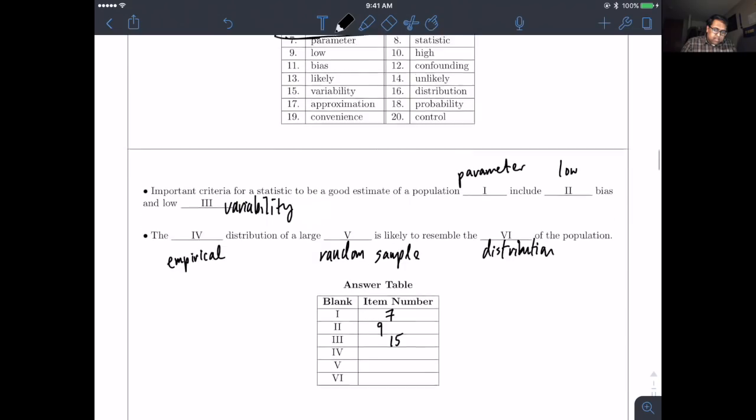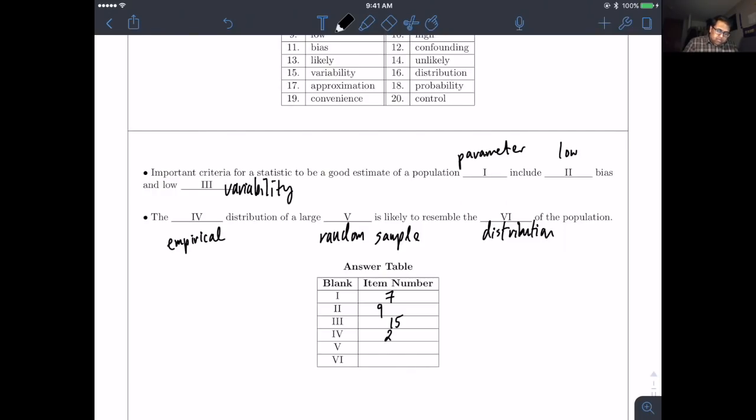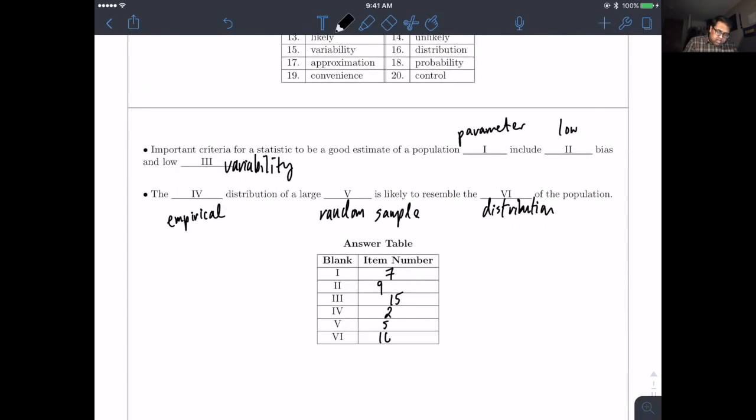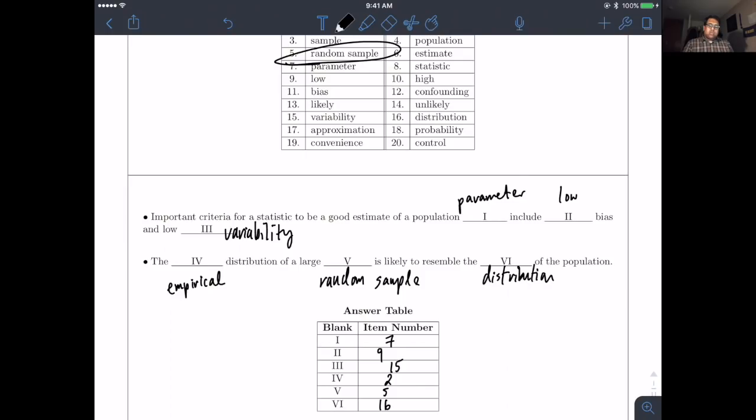Right, so we can go ahead and fill in those blanks. Number 4 would be 2. Random sample is 5. And lastly, distribution is 16. So that's what this fill in the blank question kind of boils down to.